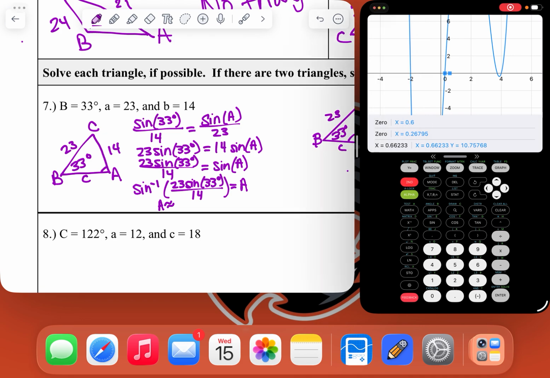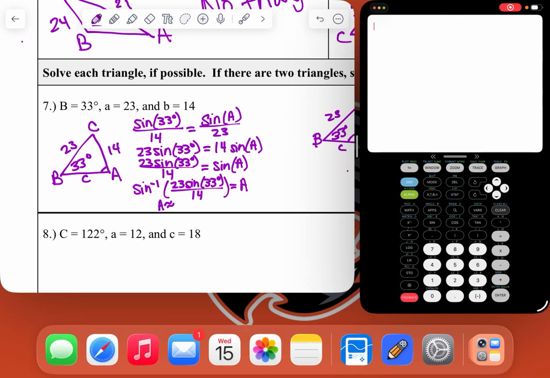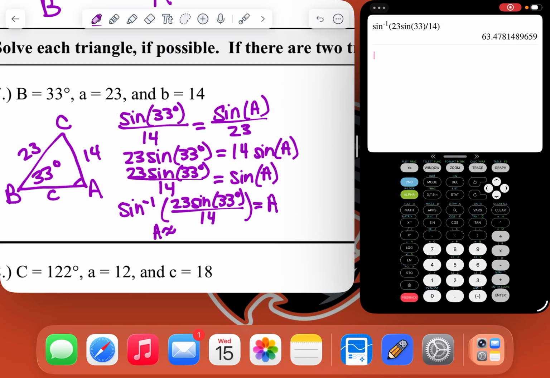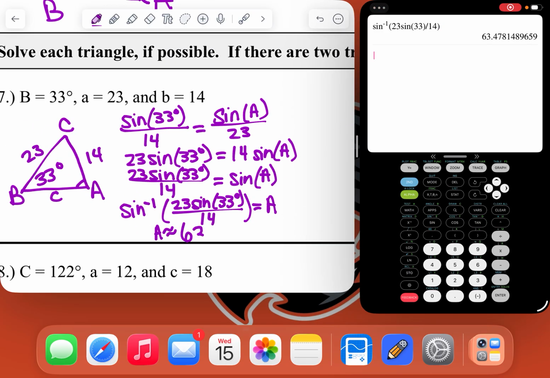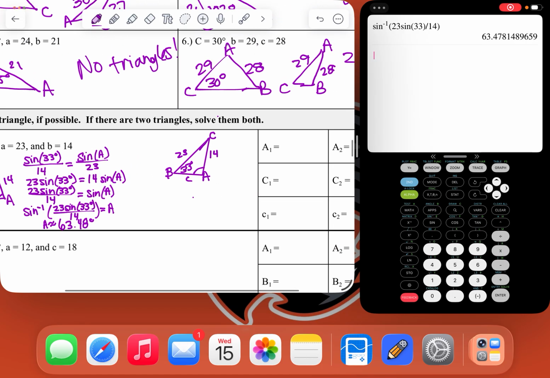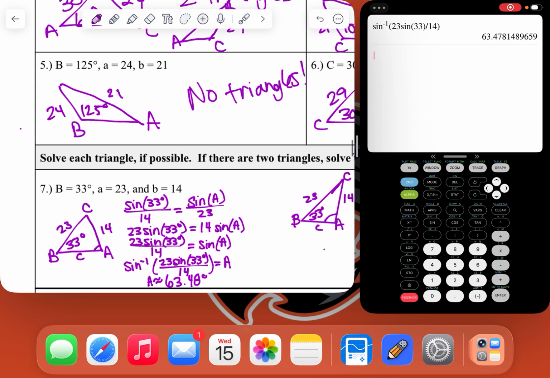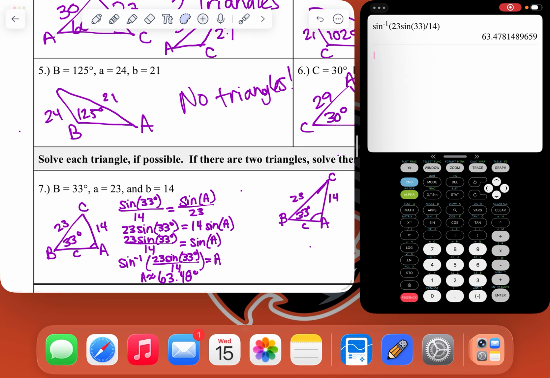So second sine, let me get back to my home screen. Okay. So second sine, to do the inverse sine, 23 times the sine of 33, close the parenthesis, divided by 14. So we see that angle A would have to be approximately 63.48 degrees in our first triangle.